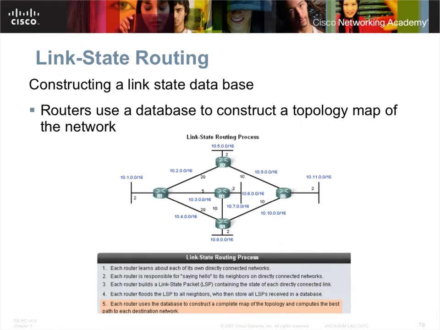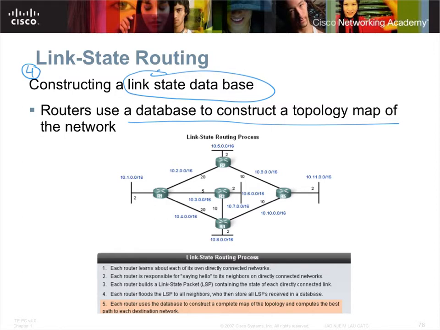So step number four, the routers will construct what we call the link state database. The link state database contains all the link states of all the links in the autonomous system, supposedly, but we will see that it's not exactly like this. So routers use this database to construct the topology map of the entire network.